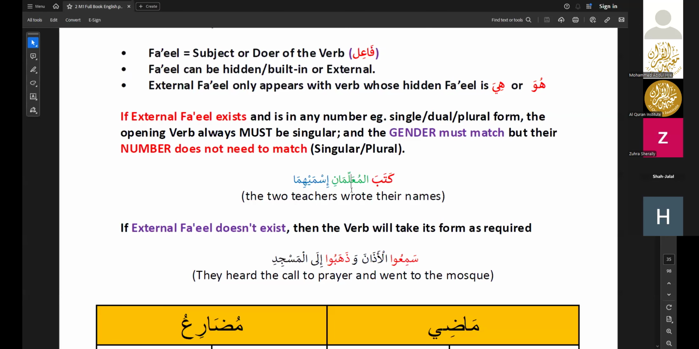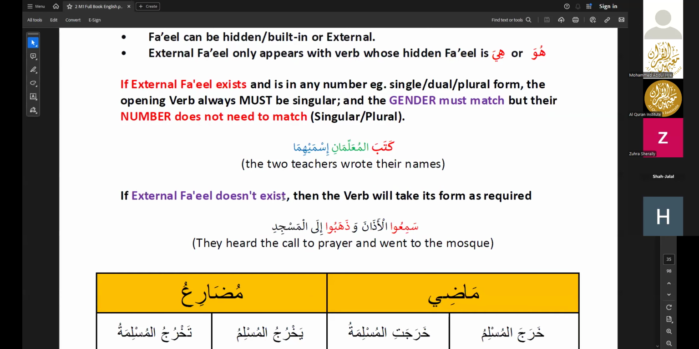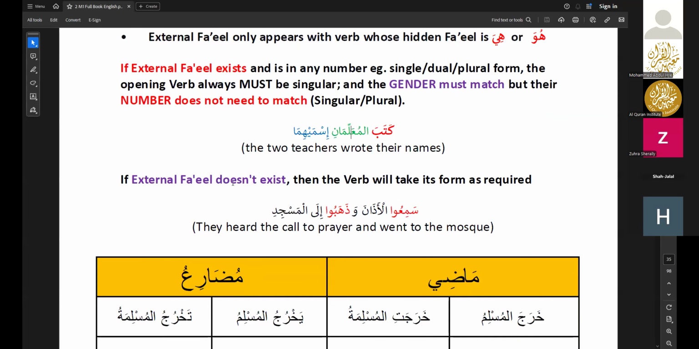If an external fa'il does not exist, then the verb will take its form as required. If the external fa'il does not exist, kataba can take its form as required. Here is the example.